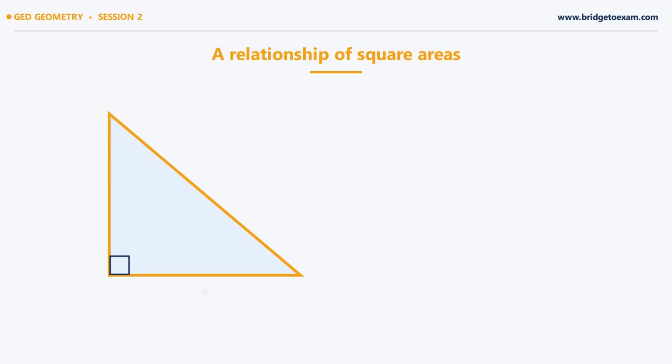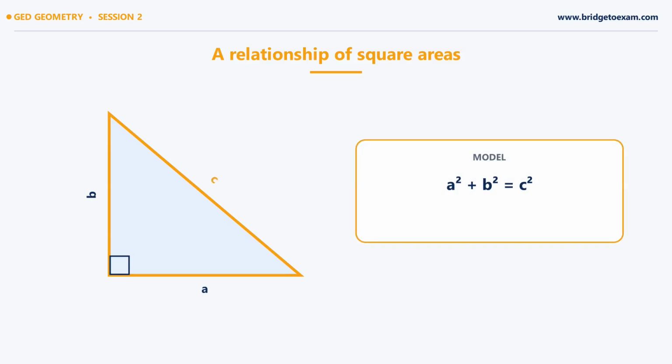Welcome to Session 2. The Pythagorean Theorem is more than a formula. It says that for a right triangle, the area of the square on one leg plus the area of the square on the other leg exactly equals the area of the square on the hypotenuse. Seeing that relationship makes the equation easier to remember and use correctly.